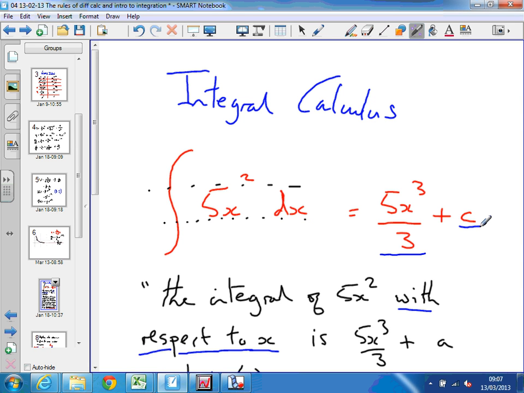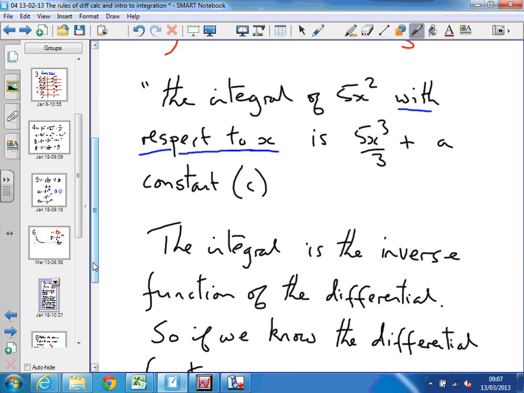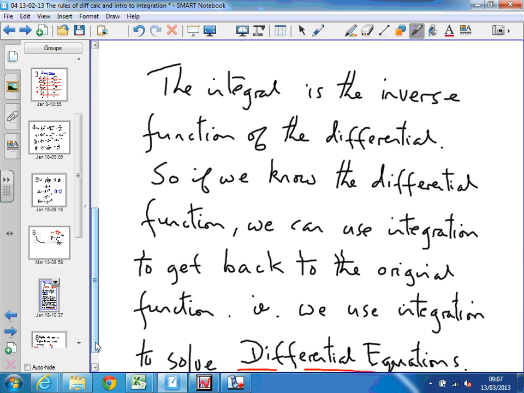So it's like differential calculus. In a lot of cases, we can just write the answer down if we know the rules. The integral can be thought of as the inverse function of the differential function. So if I've differentiated a function and I want to get back to what the original function was, I would integrate it.